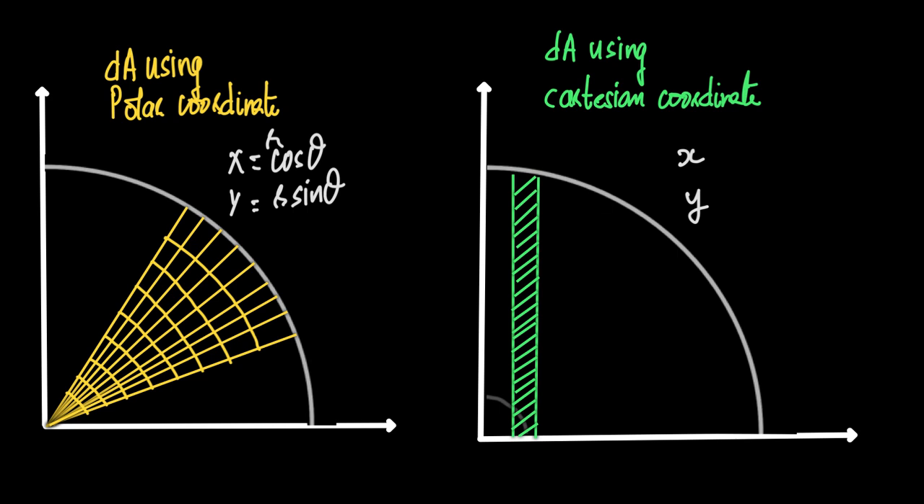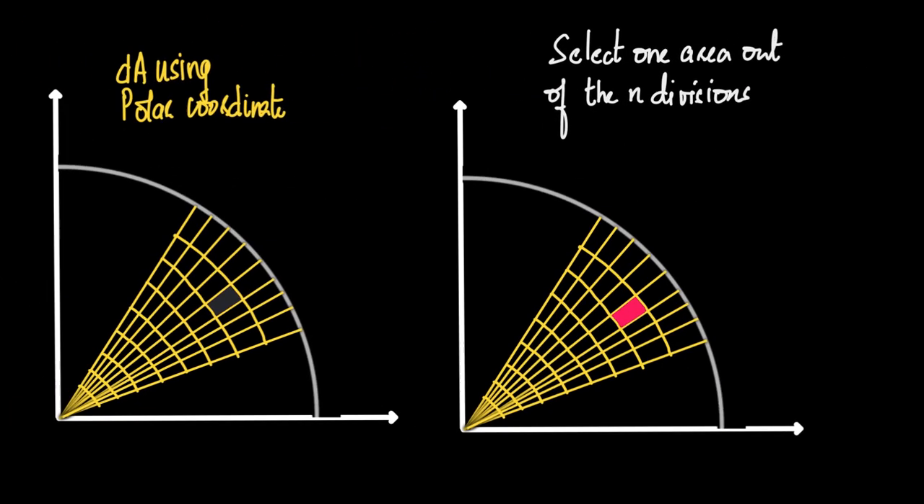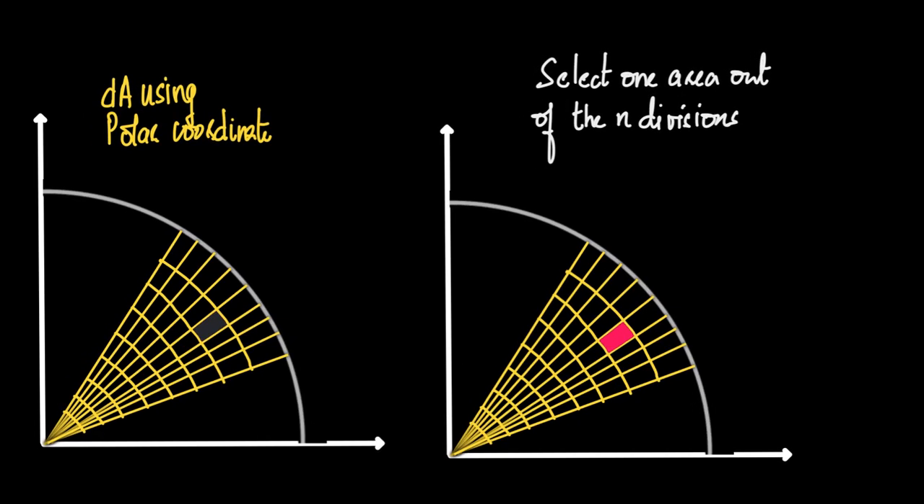Now both of these methods have limitations and advantages, and it's always better to understand the derivation of both. So first we'll focus ourselves on polar coordinates. While using polar coordinates, the first thing to do would be to divide this area into n divisions, and select one area out of this.